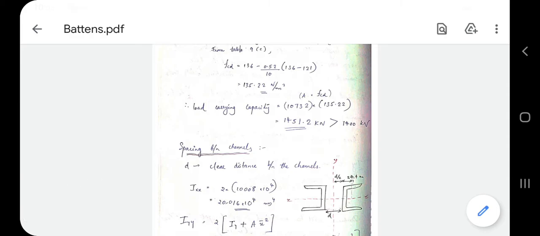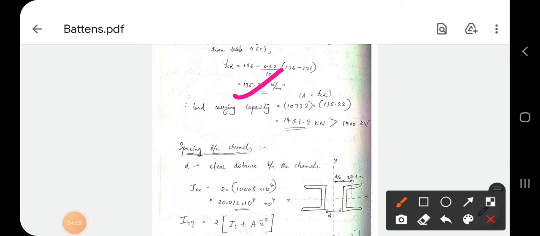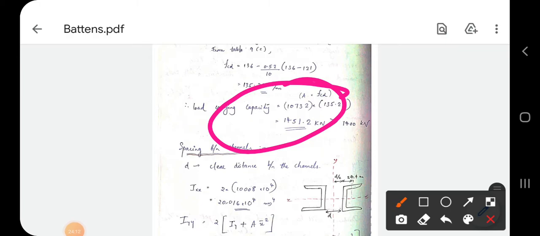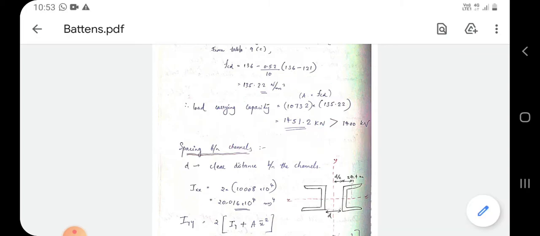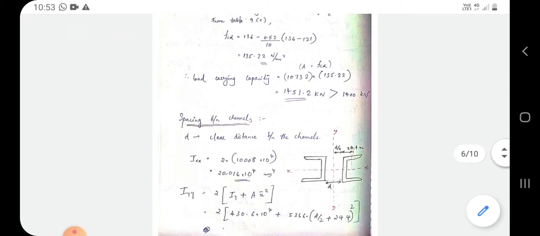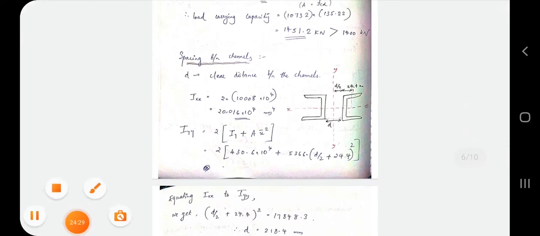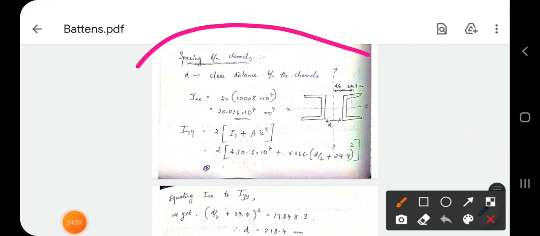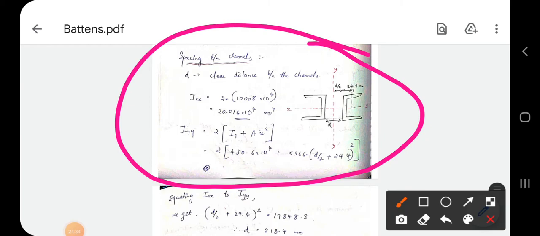And using this FCD value and the correct area provided, find the load carrying capacity of our column, and it is found to be 1451.2 kilonewton, and it is more than 1400 kilonewton. Okay, so after this we have to give spacing for the channel sections.